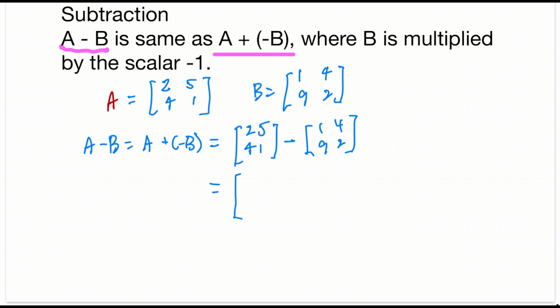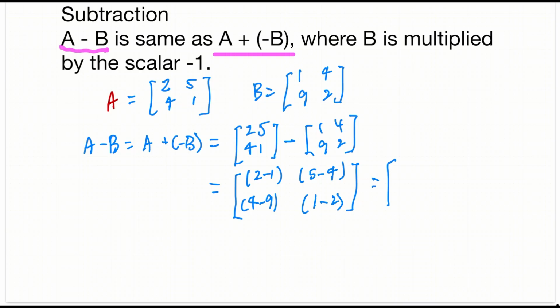So we're going to get a matrix here. It's going to be 2 minus 1. Lower left is going to be 4 minus 9. Upper right is going to be 5 minus 4. And then we're going to get 1 minus 2. So those are the four elements.